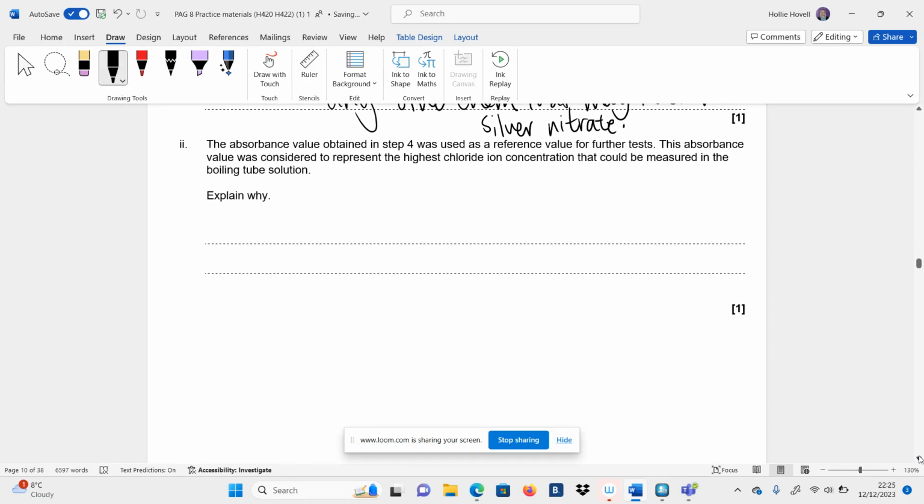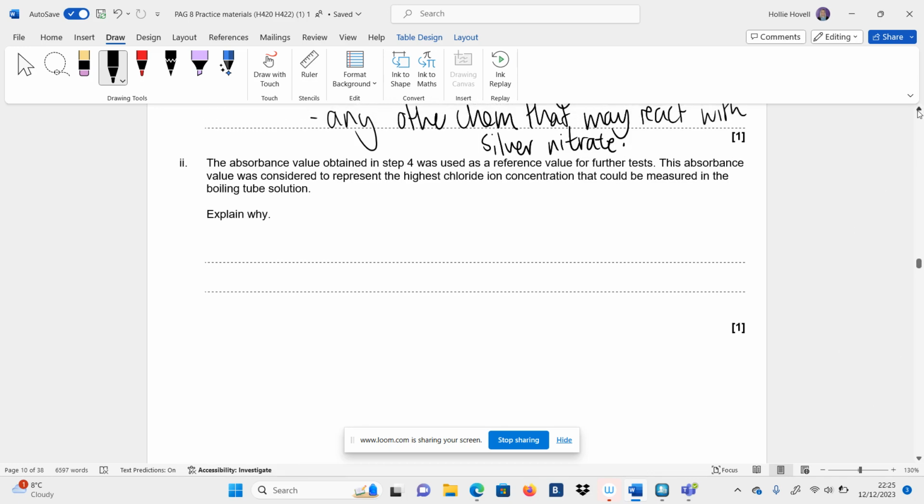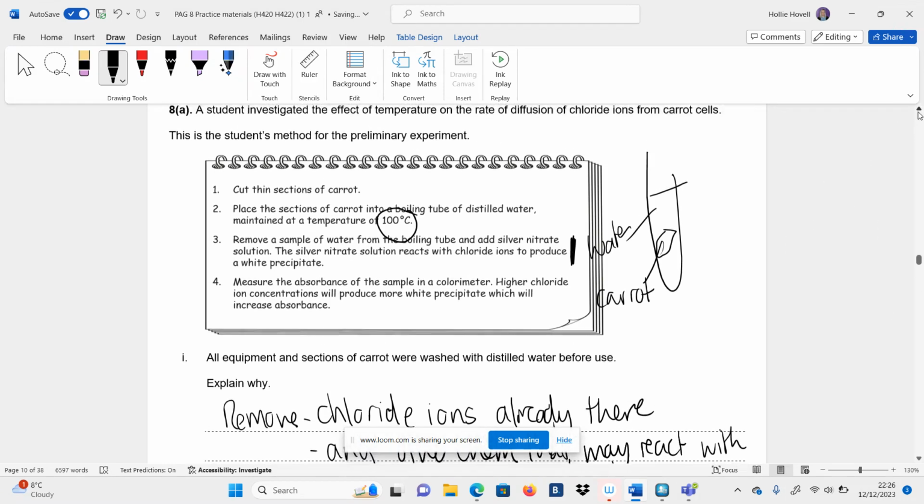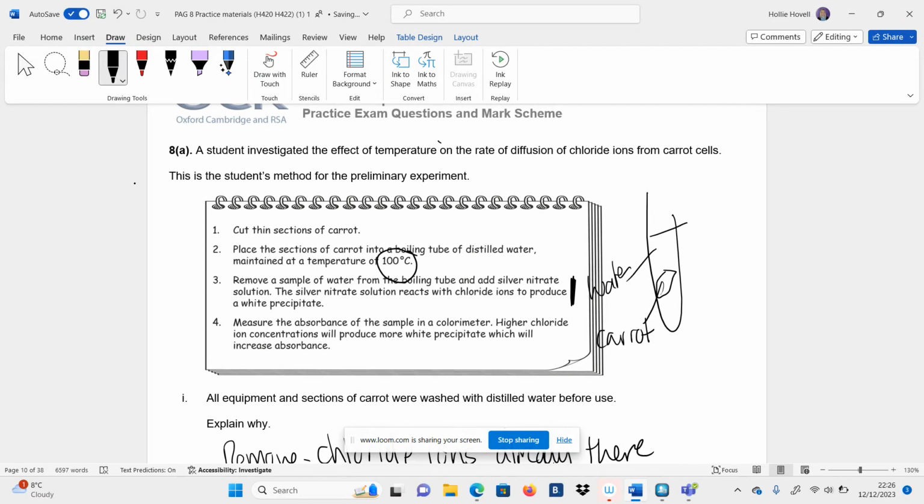Next one, the absorbance value obtained in step 4 was used as a reference value for further tests. This absorbance value was considered to represent the highest chloride ion concentration that could be measured in the boiling tube solution. Explain why. Okay, so if we go back to the method, in their preliminary one, they did 100 degrees. Okay, so that one would be their highest one, and then they were going to investigate.